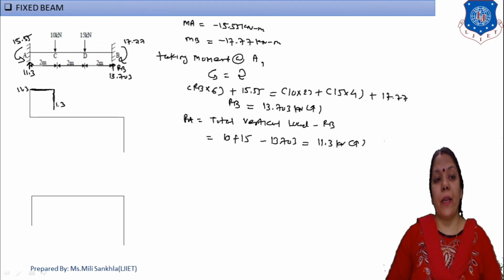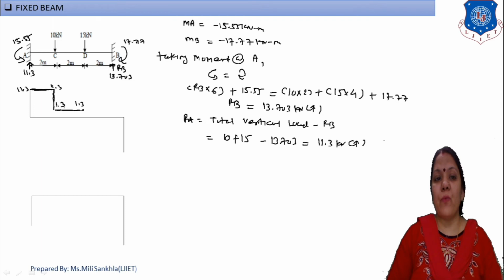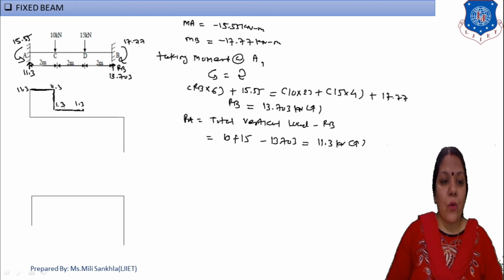One by one, take care. Left hand side upward 11.3, then this is our diagram of point load, so in the form of a box. Again constant here, at C point a downward load of 10 is given: 11.3 minus 10, our answer is 1.3. Then again constant at point D, and write down here this point of 1.3. At that point a 15 load is given downward, again 1.3 minus 15.